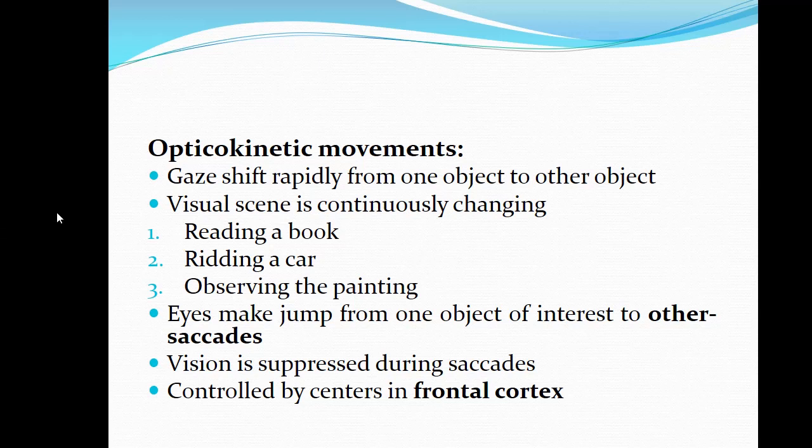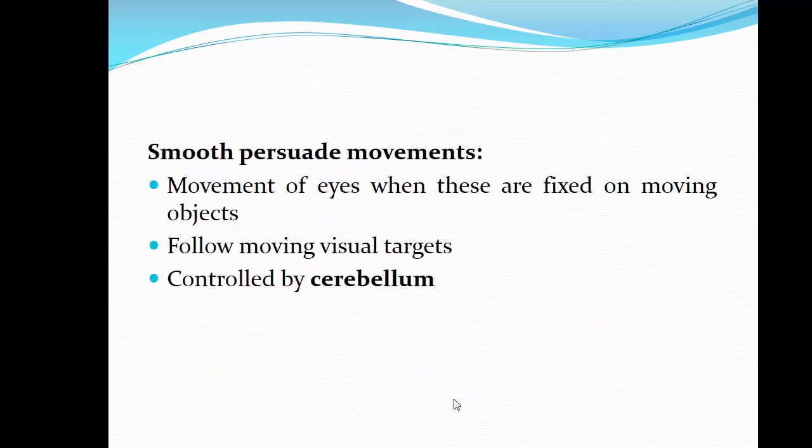And these types of movements, that is the optico-kinetic movements, are controlled by the areas present in the frontal cortex. Okay, the center for the first type of movement, that is the convergence movements, was also present in the frontal cortex. And the higher areas of the brain which are involved in the control of optico-kinetic movements, again the frontal cortex, is involved in it. The third type of movements are smooth pursuit movements.